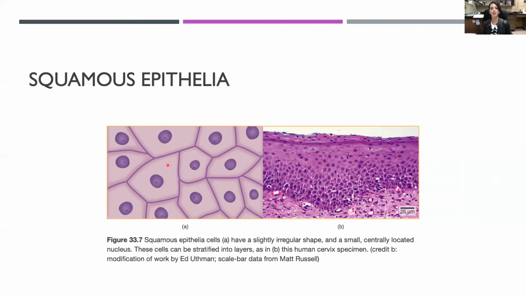And simple epithelia facilitates diffusion in tissues, as well as gas exchange in the lungs, nutrient exchange, and waste exchange in blood capillaries. So this is what it looks like under the microscope. You see that we have these irregular cell walls all jammed together, kind of like cobblestones on the front of a house.